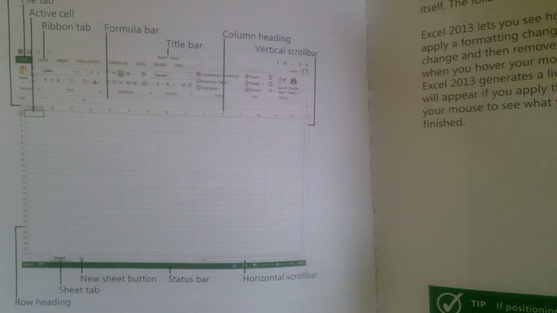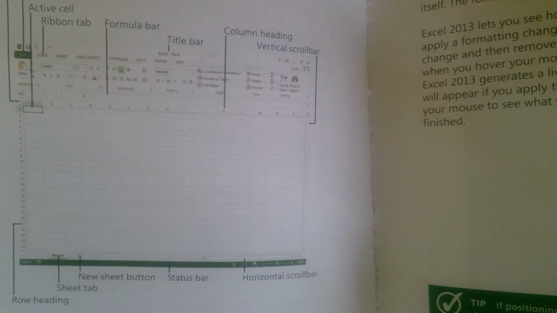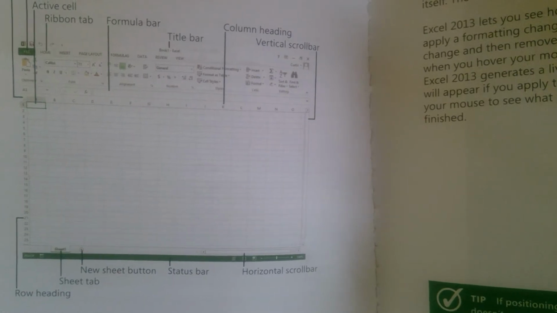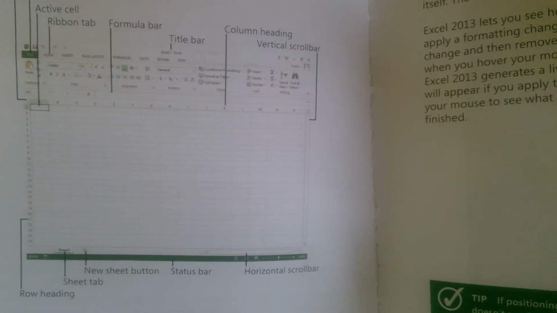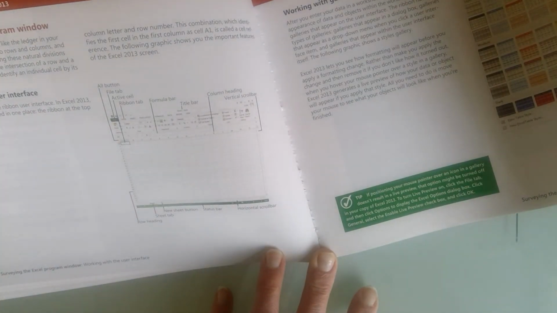You'll see the status bar as well. The status bar is the same as it was in Word. It just gives you some idea of what's happening with your document. You can look through the different areas of it. So that is what an Excel page looks like when you first begin and open up Excel.